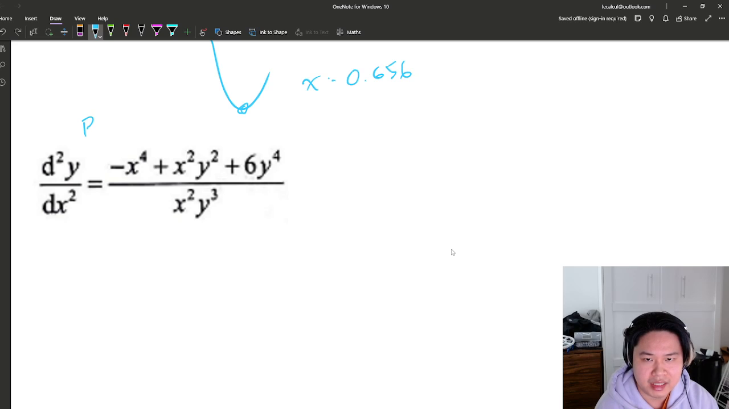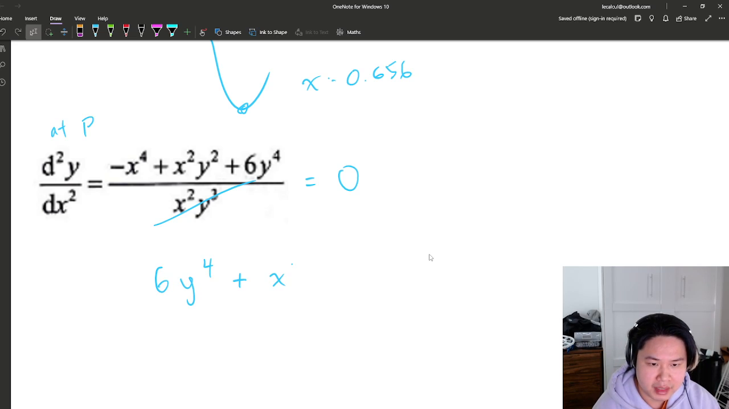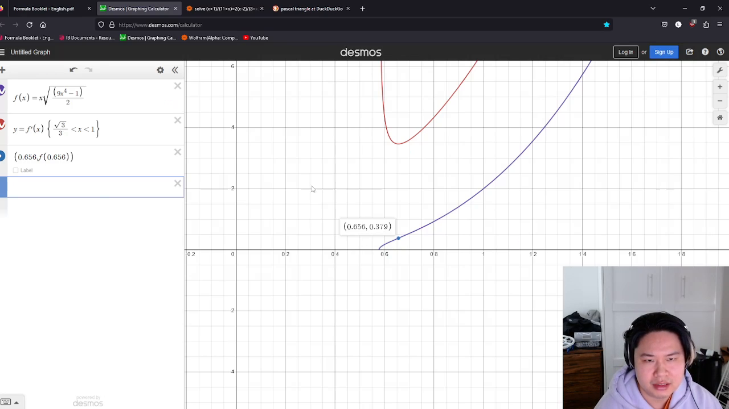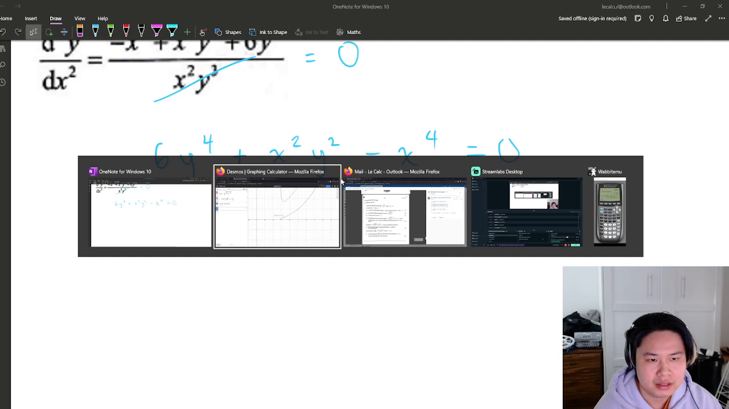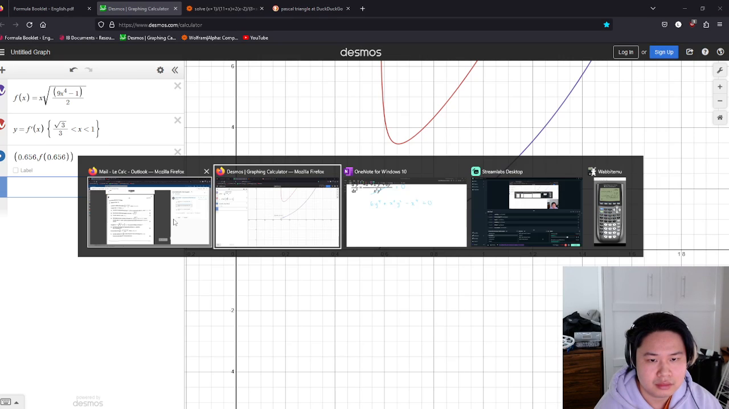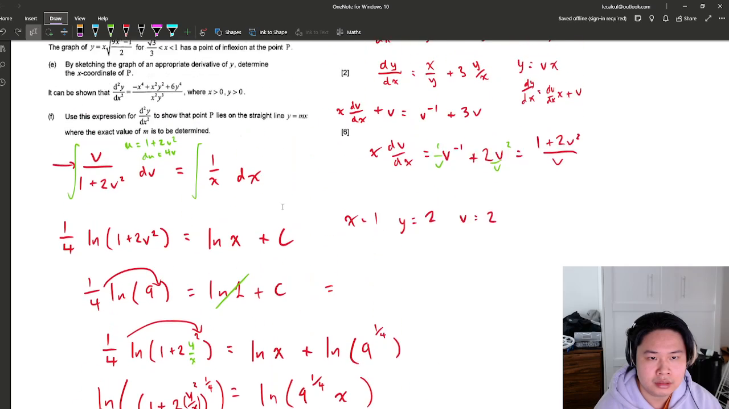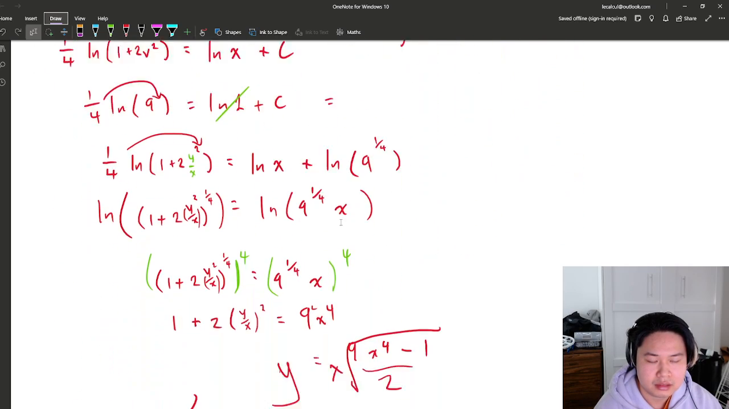Okay. This is at P, right? So I know that this is equal to 0, which means that this doesn't matter, so I have that. So I have 6y to the power of 4 plus x to the power 2, y to the power 2 minus x to the power of 4 equals 0. And then, what am I supposed to do? Solve for y, right? Because I need to basically do this.